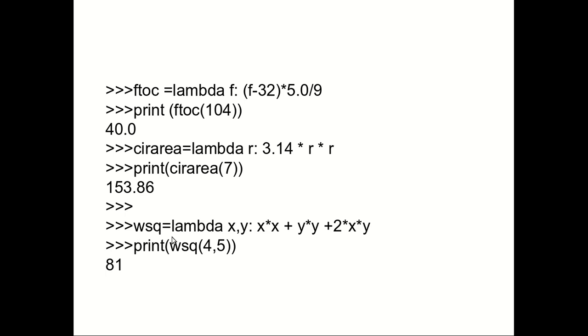So here is a w square, let's say a square plus b square plus 2ab. So we define w square as a lambda, lambda x comma y. Here it takes two arguments x comma y and returns x square plus y square plus 2xy. So whenever we need to get the value of a plus b whole square or x plus y whole square, we can use this function directly. That is the benefit of using lambda.